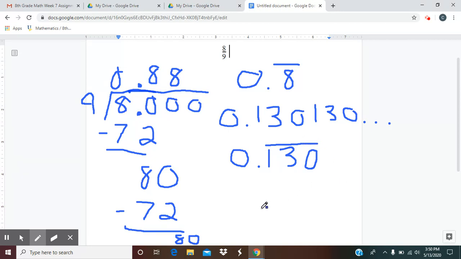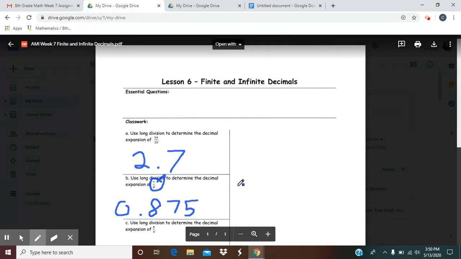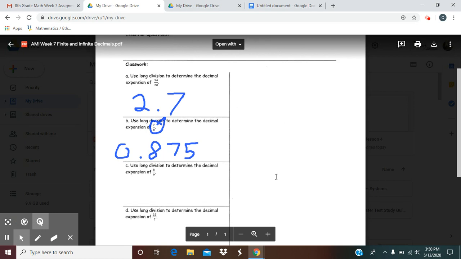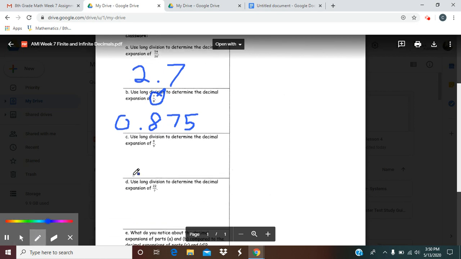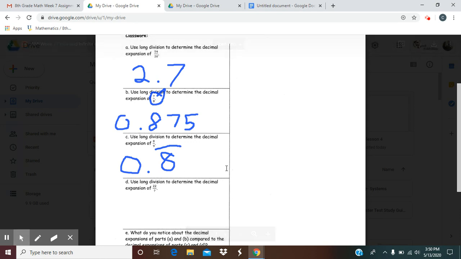So with that cleared up, I am going to leave part D on this page for you guys to do on your own and go through the same process. So since this decimal never ended, would I call that an infinite or a finite decimal? That one I would call infinite because the decimal continues going forever.